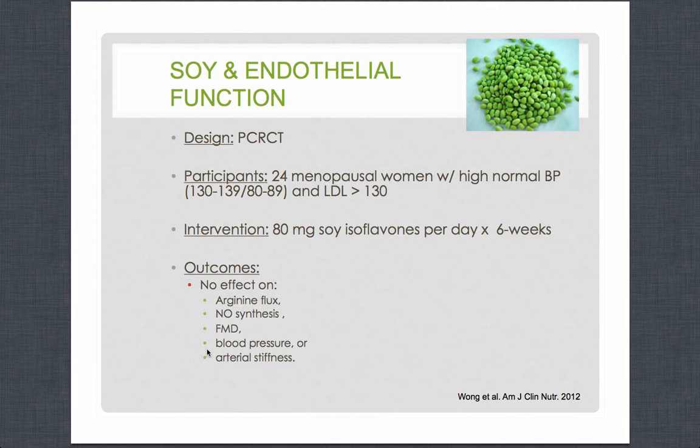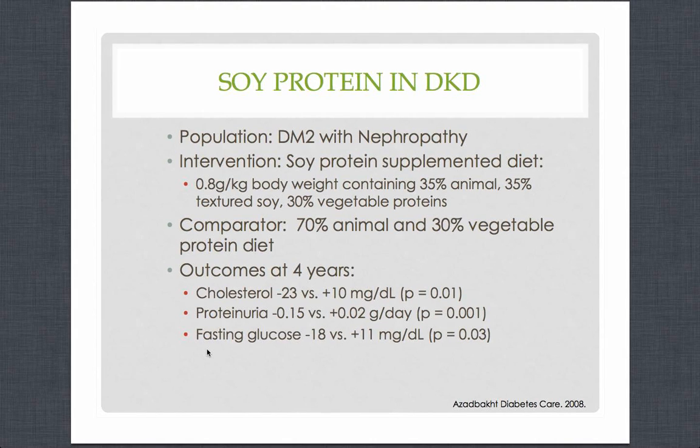Talked a little bit about nutrients for endothelial dysfunction. This should probably be in that section. Again, talking about soy protein in diabetic kidney disease. This is a randomized trial where they did a soy protein supplemented diet to bring protein intake to 0.8 grams per kilogram body weight, containing 35% animal, 35% textured soy, 35% vegetable proteins. The comparator intervention was 70% animal, 30% vegetable proteins. So you're comparing basically a 65% vegetable protein diet to a 70% animal protein diet.